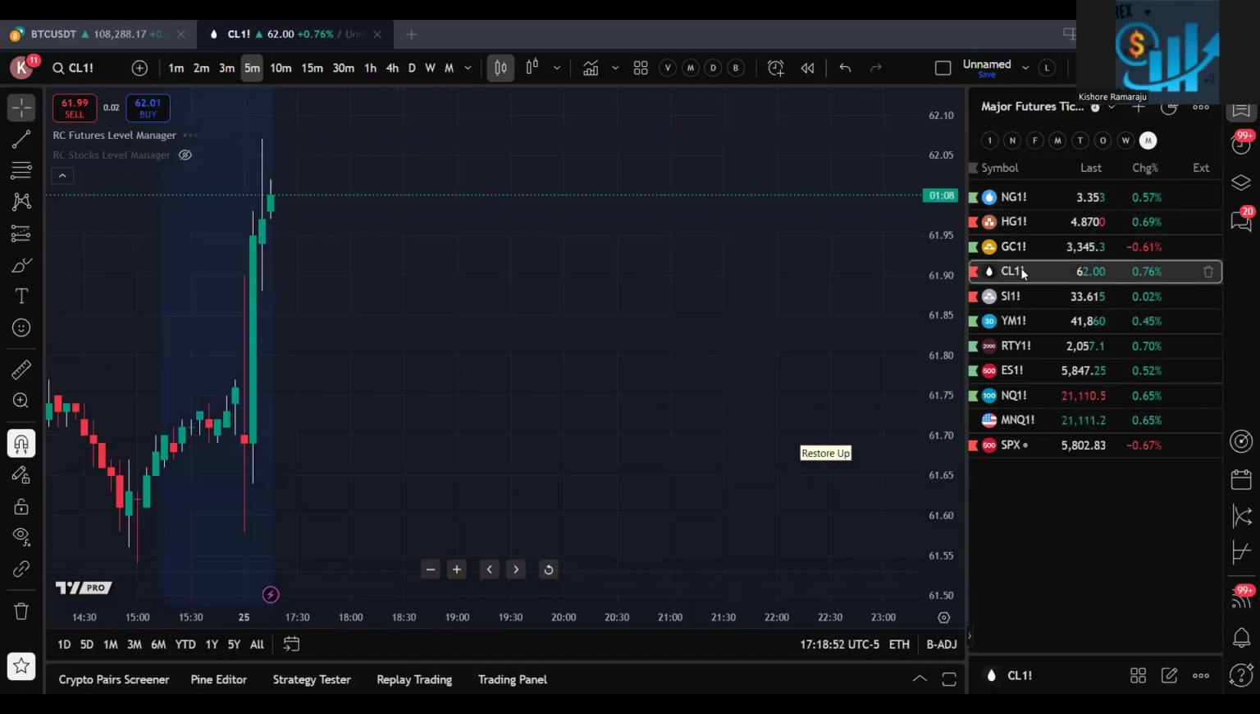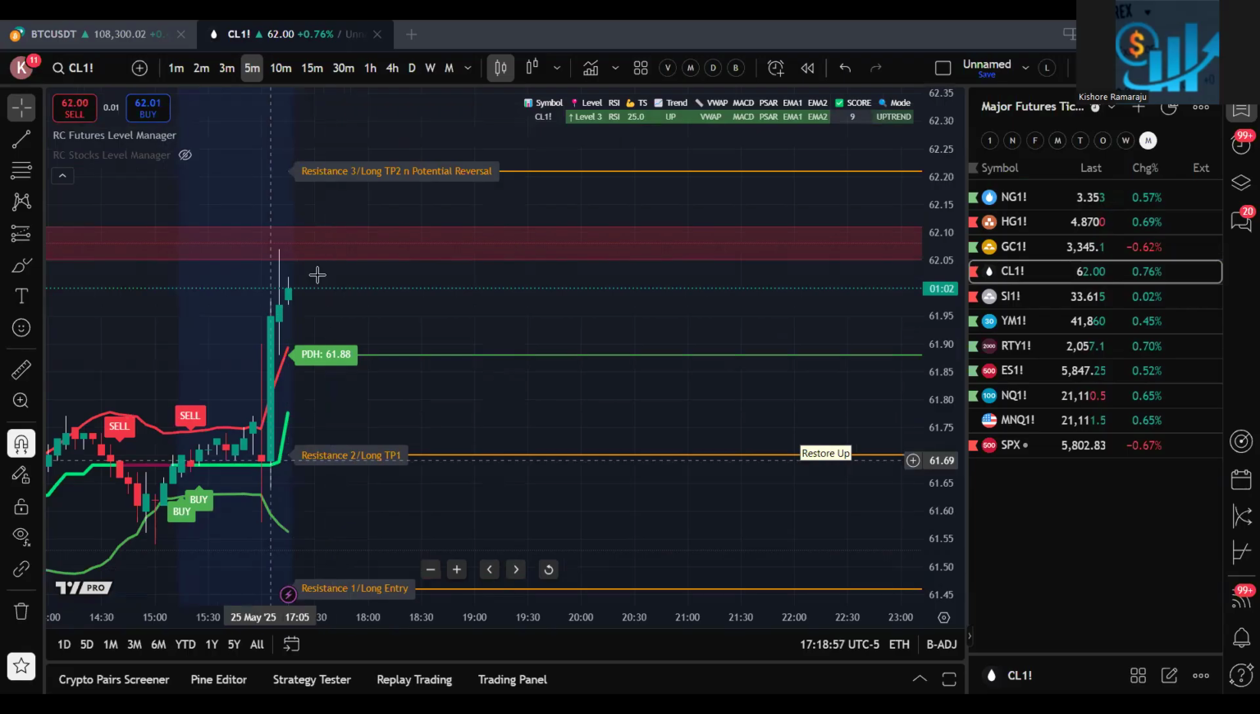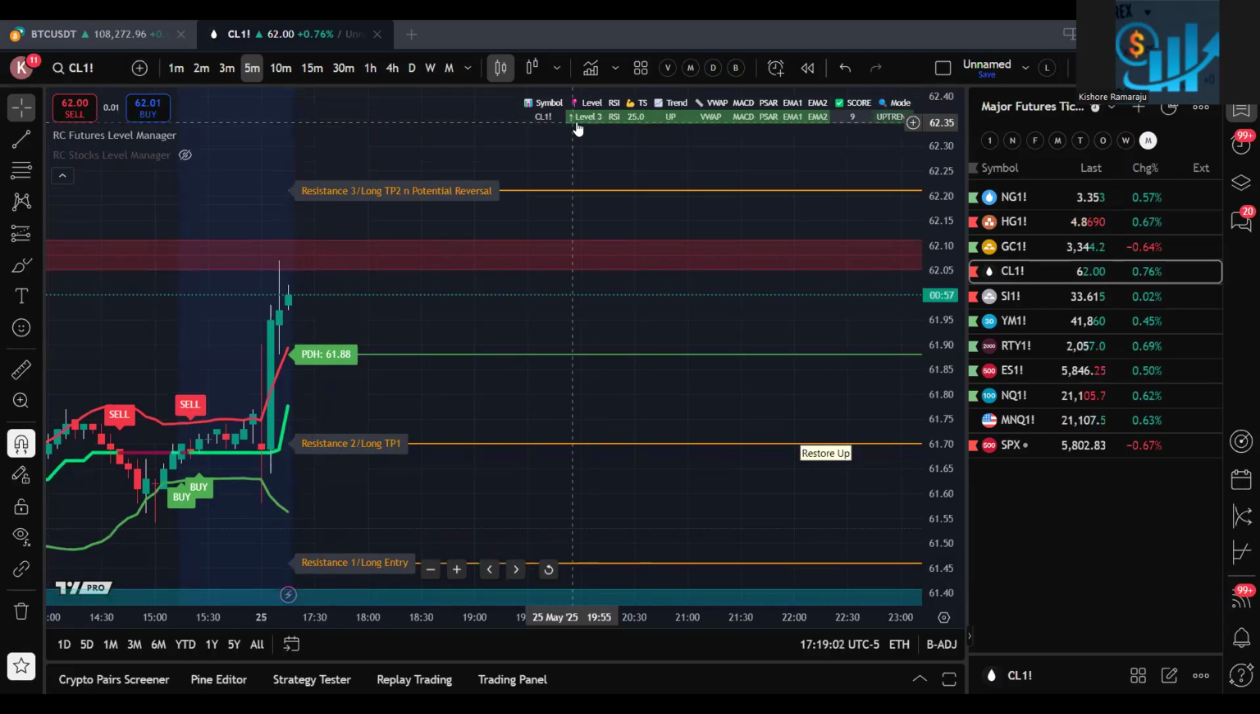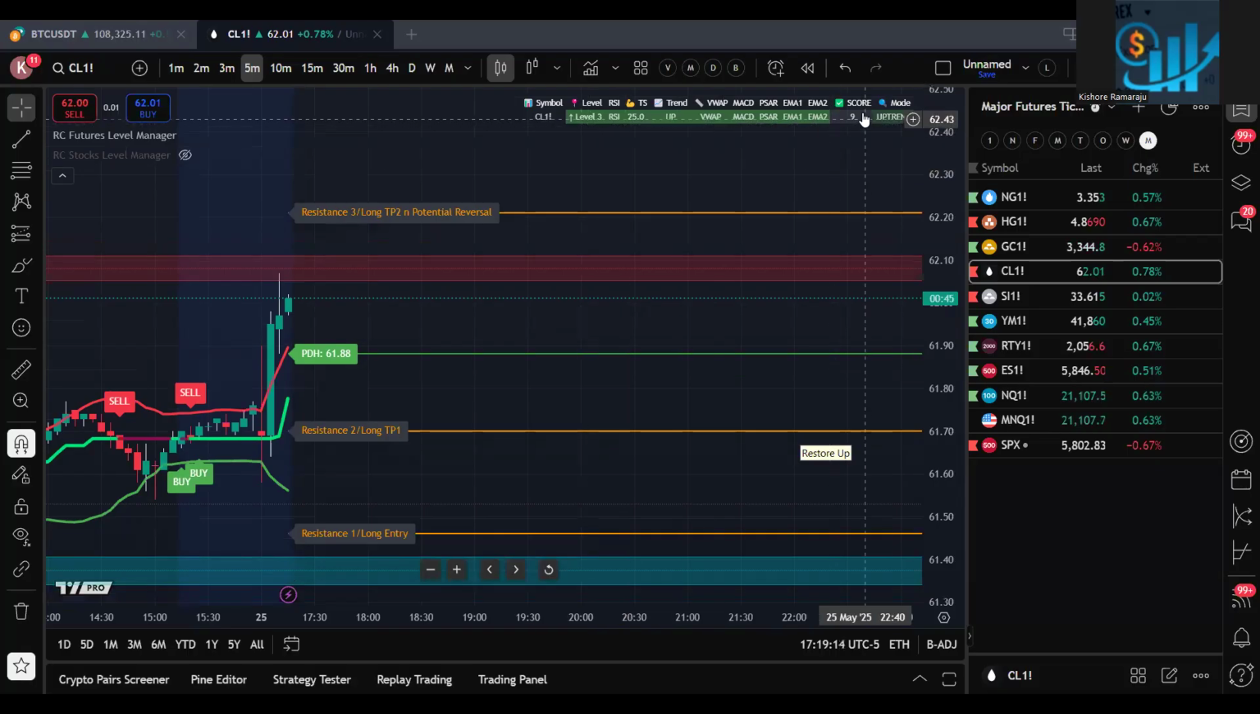If you see crude oil, right now the market is open. Tomorrow until afternoon, the futures market will be open, even though it's a Memorial Day holiday. So what do you think about crude oil? If you get a buy signal on this, that will be a nice opportunity because everything is green. Your score is 9. It is in an uptrend mode.